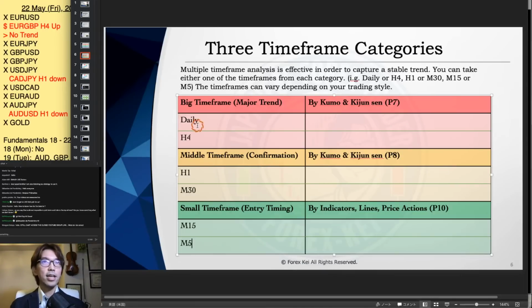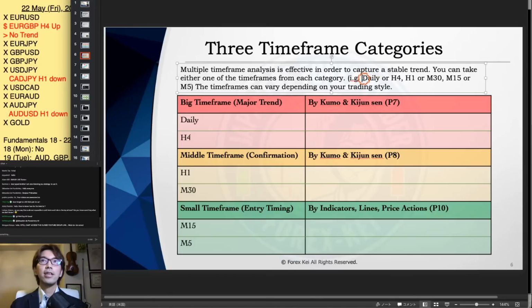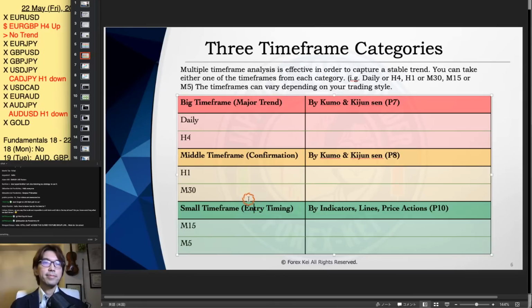So we can take either daily or 4, like it says here. For the mid time frame, you can take either 1 hour or 30. And for the smaller time frame for entry timing, you can look at either 15 or 5. Step by step, you can gradually see the bigger picture, and you are able to capture whether the market is on the trend or not.